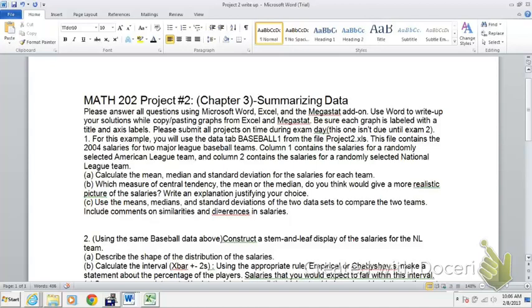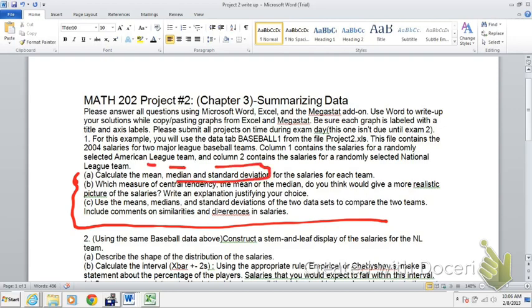Just like last time, let me zoom in here. I'm going to go through the mechanics, so I might not necessarily answer all these parts of the lab for you, but I'll show you how to produce, for example, the mean, the median, and the standard deviation right here.